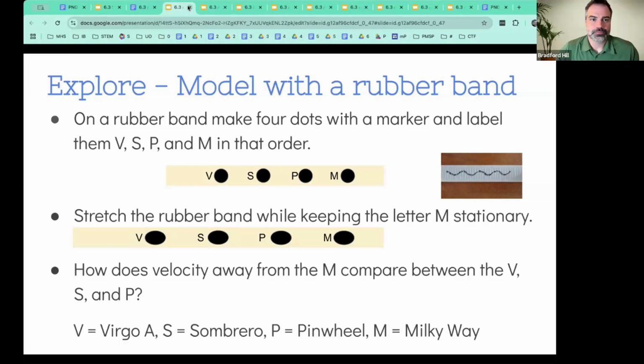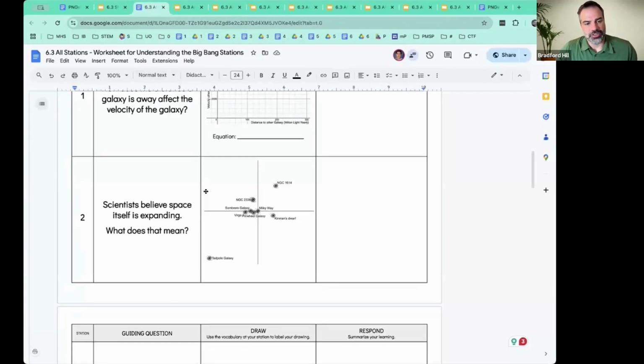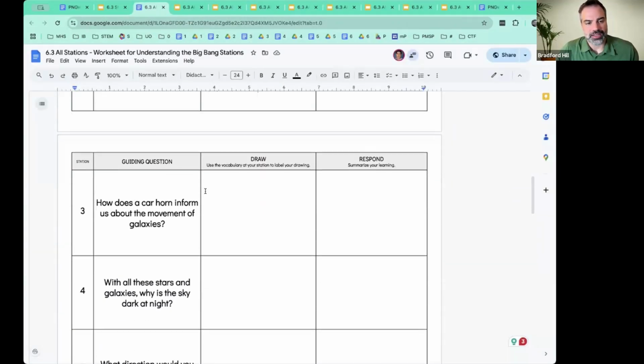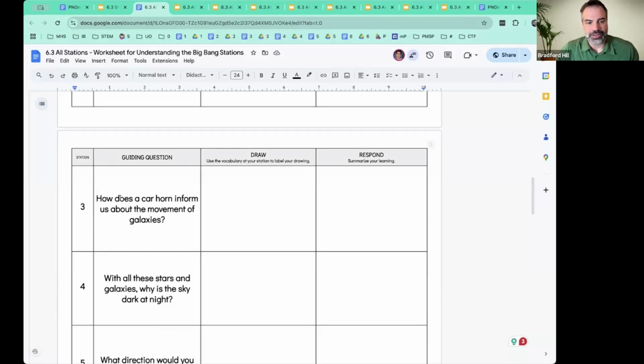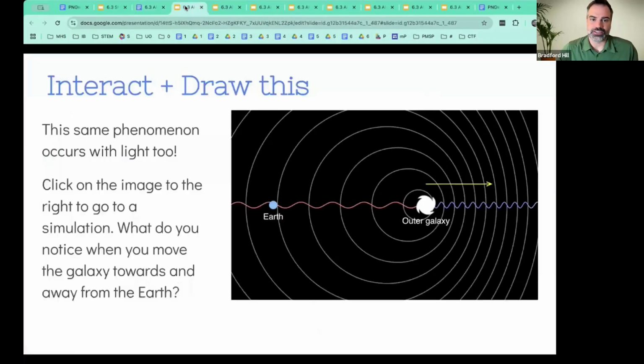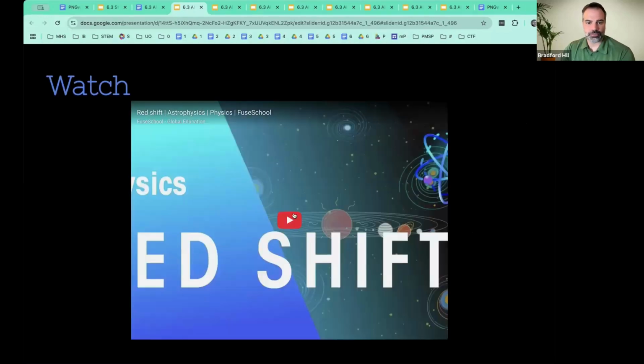Nice, thank you. And just to bring continuity, you go back to the packet. How does a car horn inform us about the movement of galaxies? I won't go as deep into this one, but this is the Doppler effect.